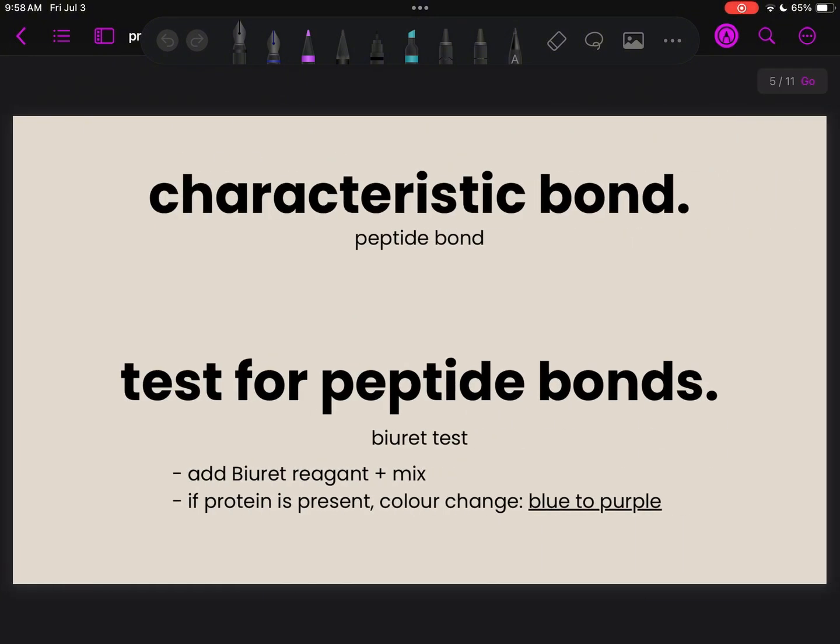The characteristic bond within proteins is a peptide bond, and the test for peptide bonds is called the Biuret test. Once again, I'm sure people pronounce it differently, but I'm sure it gets the point across either way. And to carry it out, you add Biuret reagent and mix, and if a protein is present, you will see a color change from blue to purple.